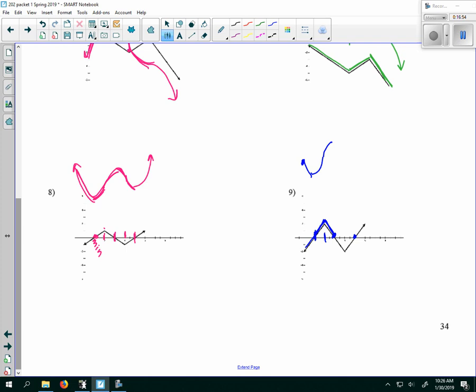Then at this x value, f prime changes from positive to negative, which means f changes from increasing to decreasing. So I have a max here. And then at this x value, I have a change in concavity from down to up. So it's still decreasing because f prime is below the x-axis, negative, but now it's concave up until I hit this x value when f prime switches from negative to positive. So f changes from decreasing to increasing.